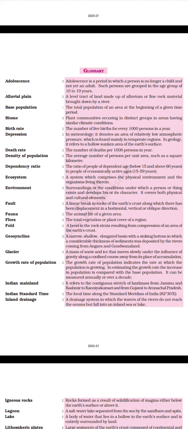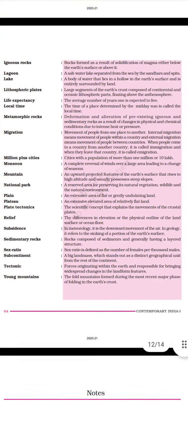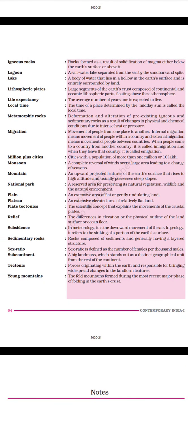Inland drainage, a drainage system in which the waters of the rivers do not reach the oceans but fall into an inland sea or lake. Igneous rocks. Rocks formed as a result of solidification of magma either below the earth's surface or above it. Lagoon, a saltwater lake separated from the sea by sandbars and spits. Lake, a body of water that lies in a hollow in the earth's surface and is entirely surrounded by land.